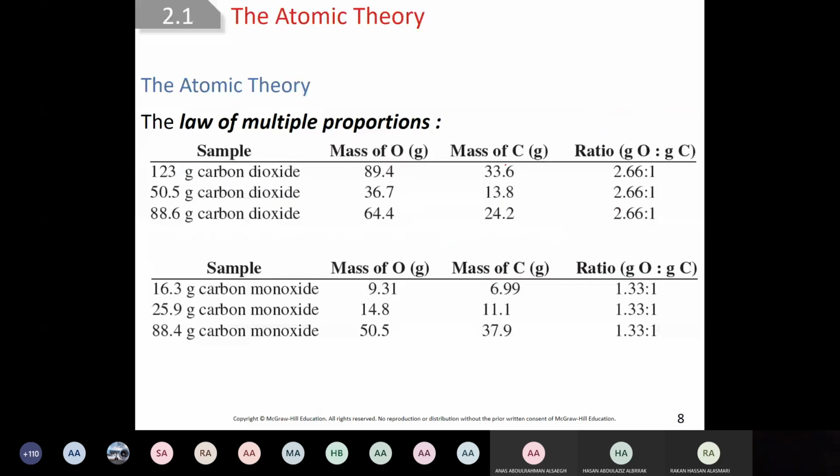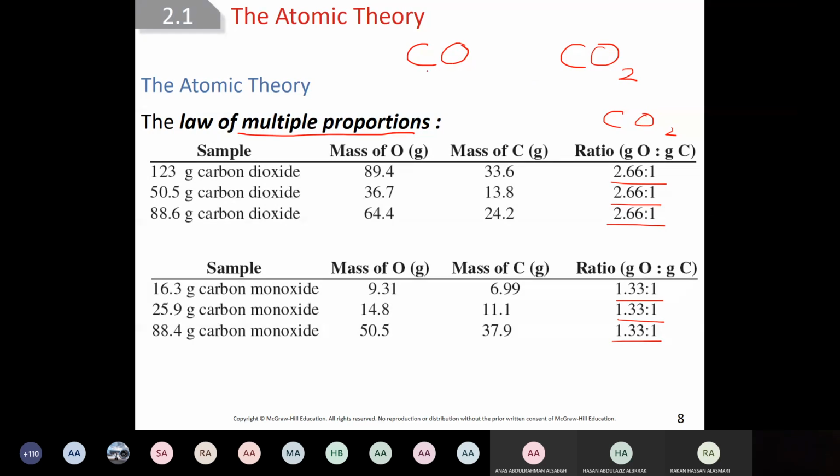We have another law which is called multiple proportion. We found in CO2 the ratio is 2.66 to 1. But in CO, the ratio is 1.33 to 1, the ratio of oxygen to carbon. The law of multiple proportion says that if you have two compounds, in this case, what are the compounds? CO and CO2, consisting of only two elements.